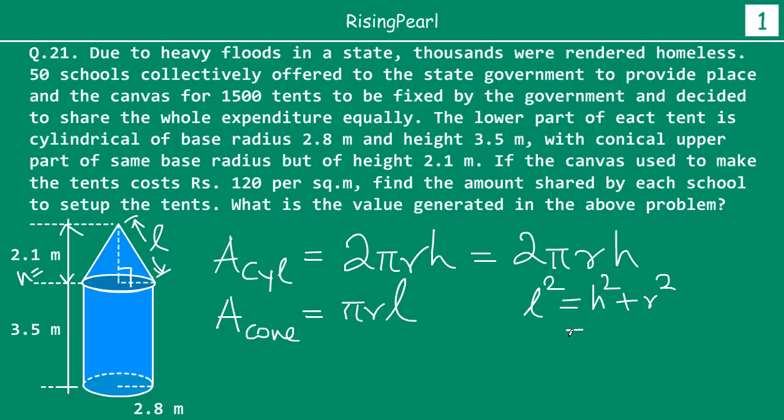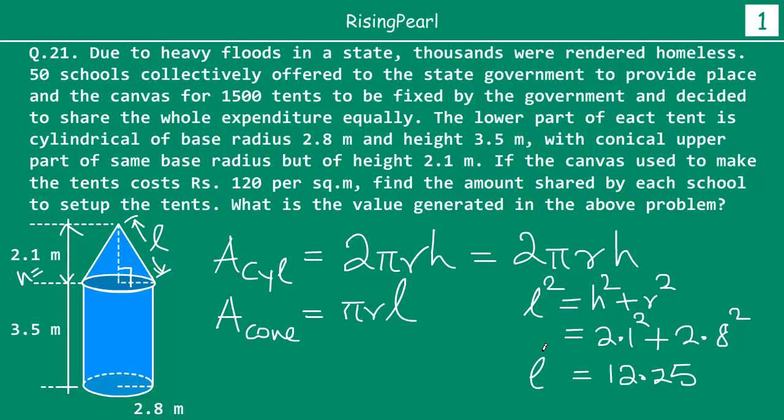So what is h? H is 2.1. So it will be 2.1 square plus R is same as this, which is 2.8 square. So if you do this, you are going to find out it will be 12.25. You simply have to find out 2.1 times 2.1, it will be 4.41, and similarly you find out what this value is, and then you add them, you will get this.